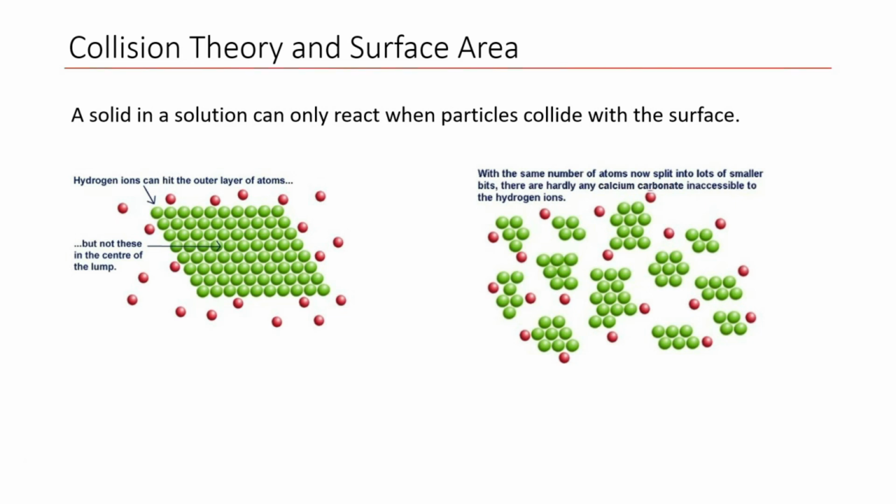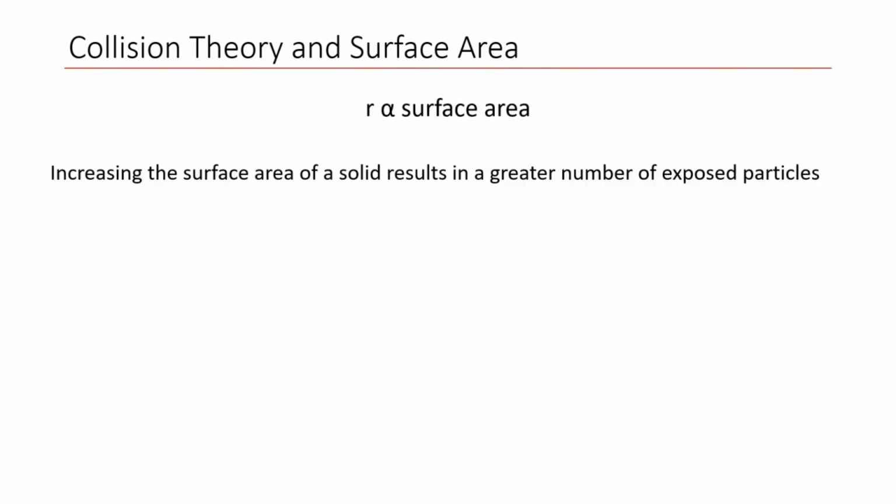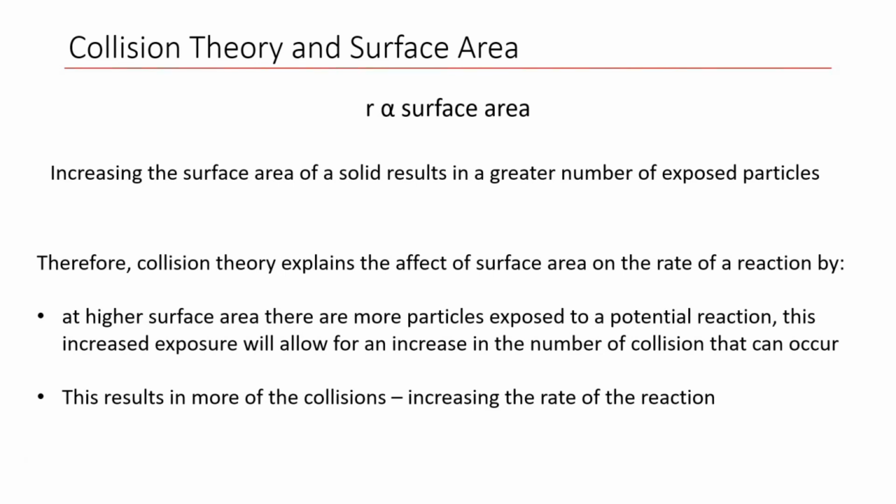Now, when we're looking at solid particles or even gases, they interact when they can come in contact. If I have a substance with a boundary layer, for example a liquid or a solid, only the particles on the surface can collide, but the ones in the center are protected. Whereas if I take the same amount of particles and split it up, I could increase the potential for interactions and allow for more collisions. So again, rate is proportional to surface area. As we increase our surface area, we get a greater number of exposed particles. More exposed particles allow for more collisions, and more collisions allow for a higher rate of reaction.